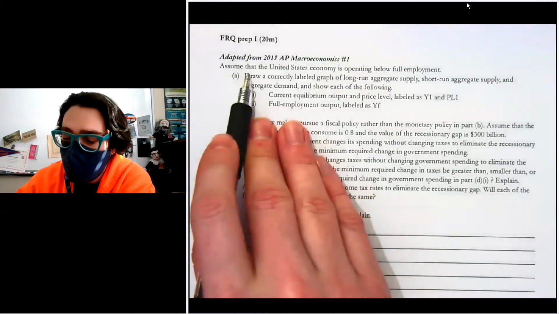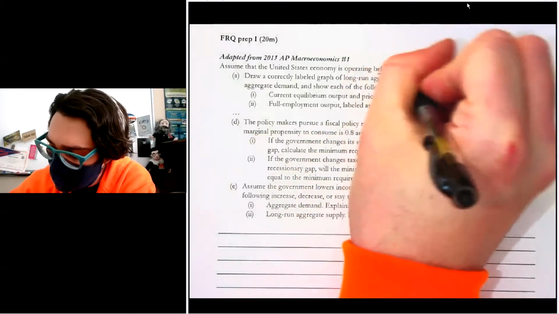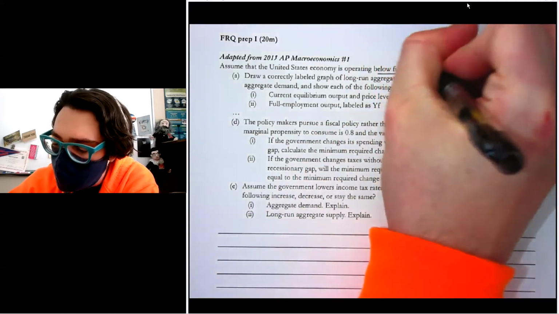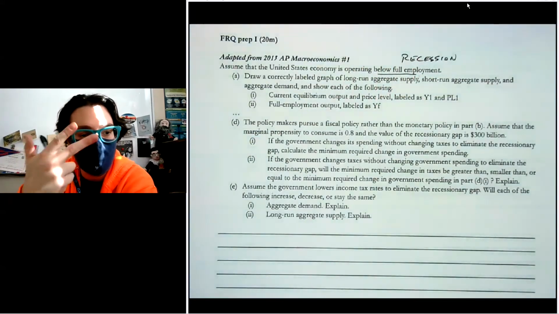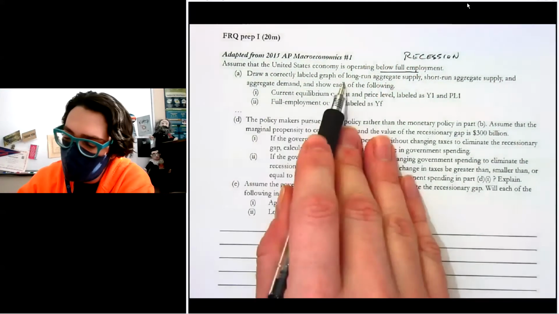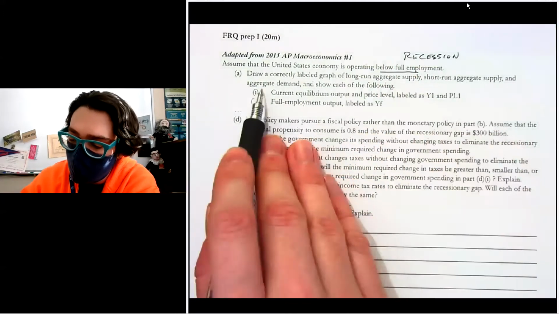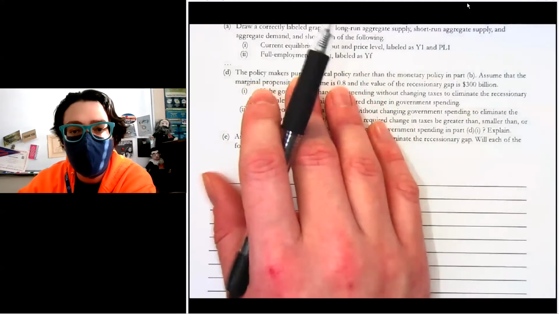So let's start here. Assume the US economy is below full employment. Now, what does that mean? Below full employment means we're in a recession. Remember that the economy can be in one of three places: recession, expansion, and equilibrium. So draw a correctly labeled graph of LRAS, SRAS, and aggregate demand, and show each of the following. That's not going to be too bad. Then label current and full employment.